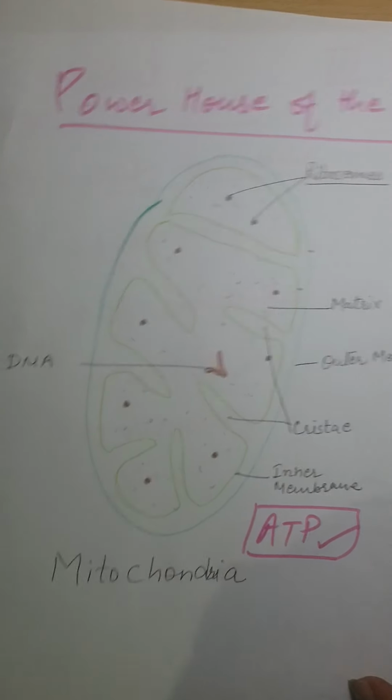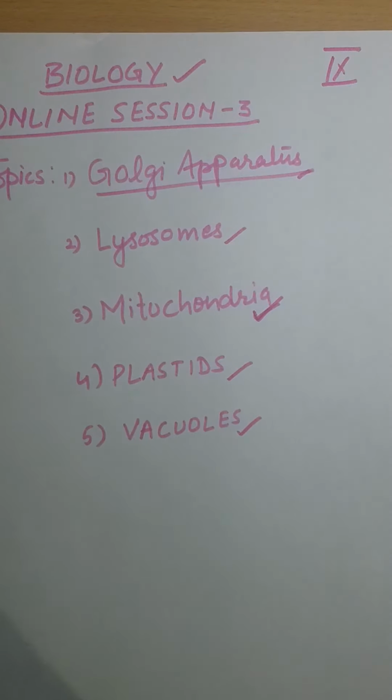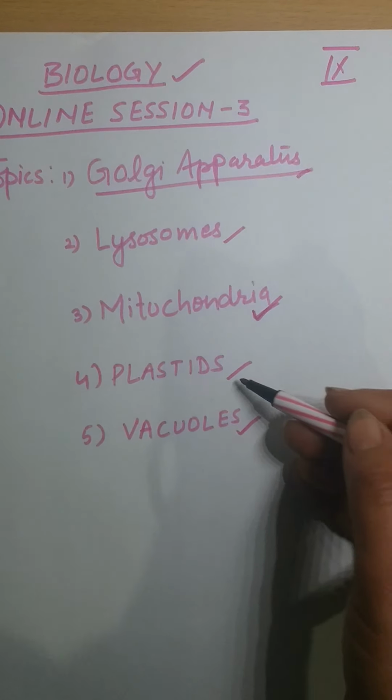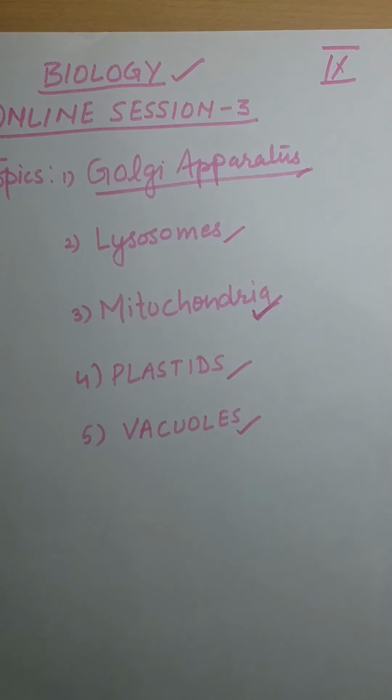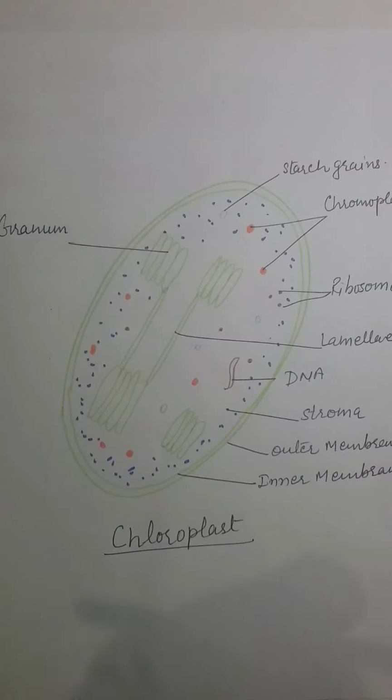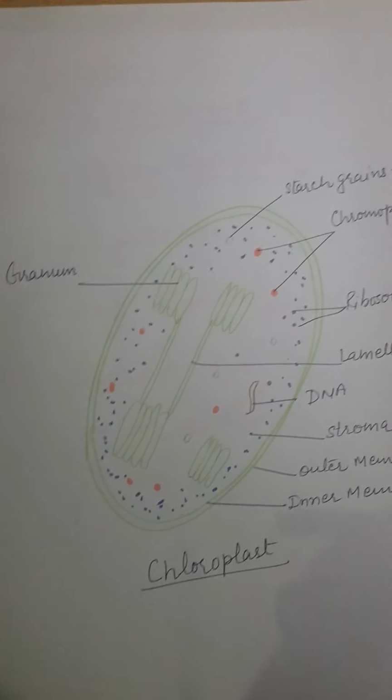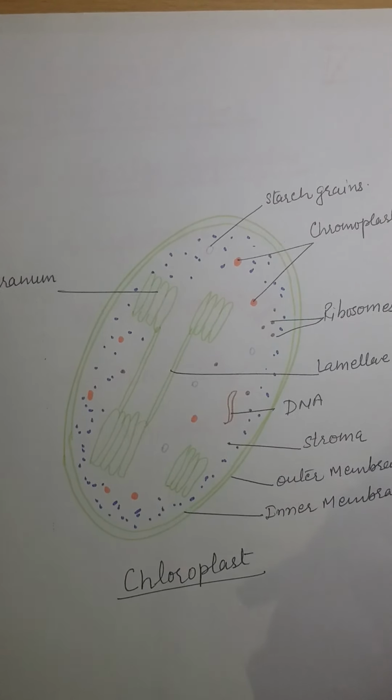Is it okay? Now your fourth topic is plastids. So beta, plastids are what? The plastids are present in the plant cell only. They are not present in the animal cell. And they are of mainly two types. The first one is known as chromoplast, and the second one is known as leucoplast.